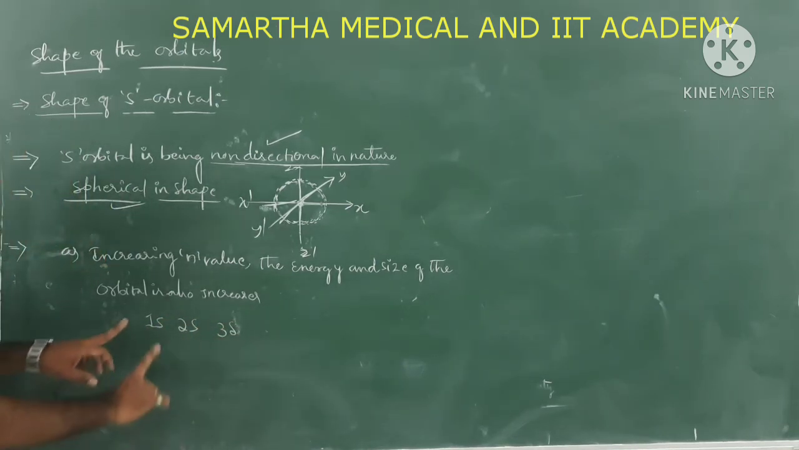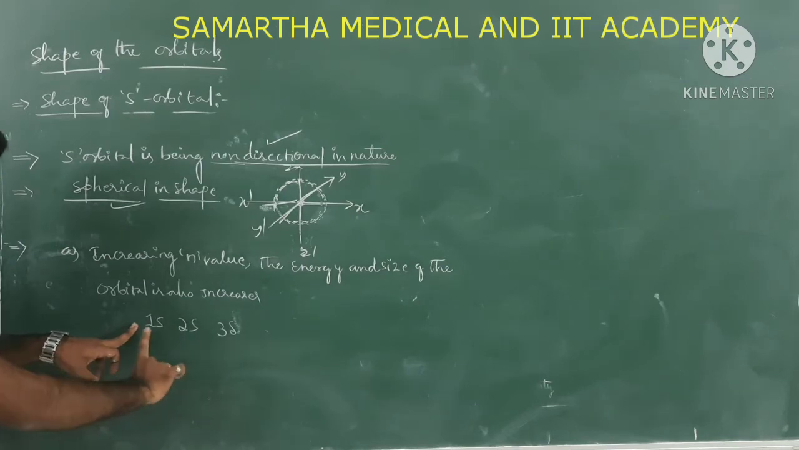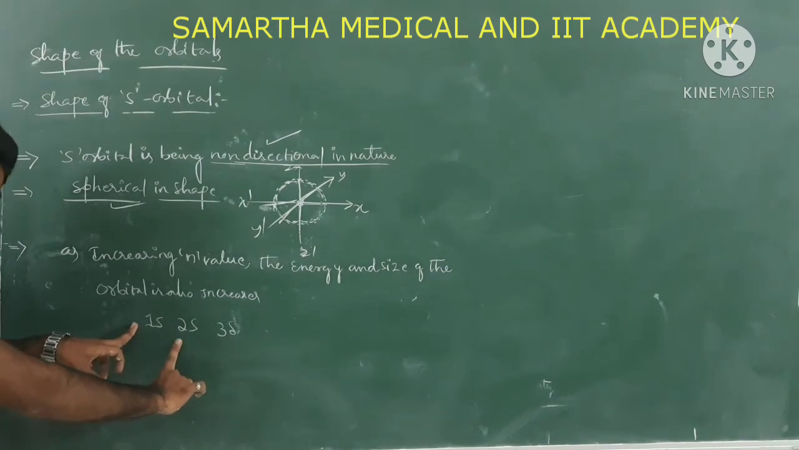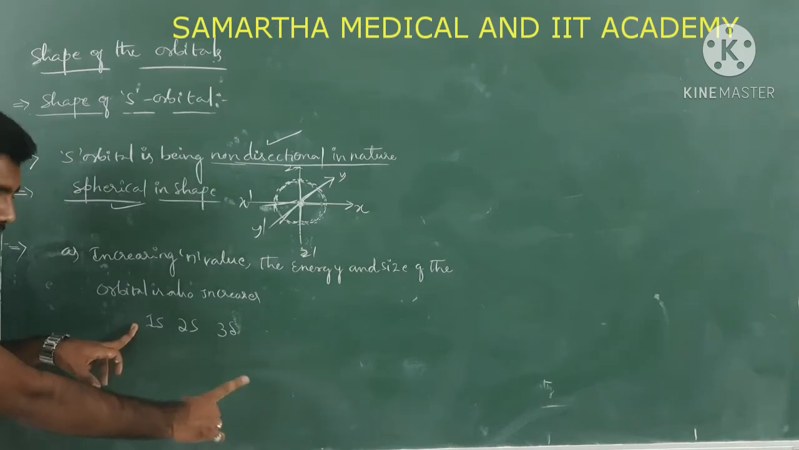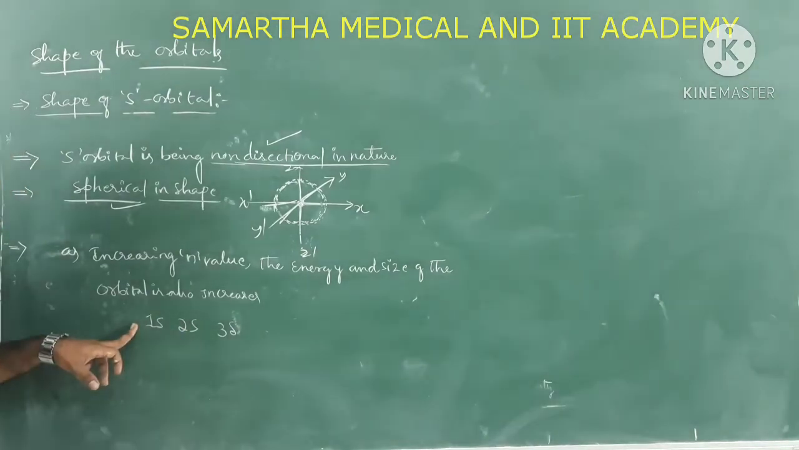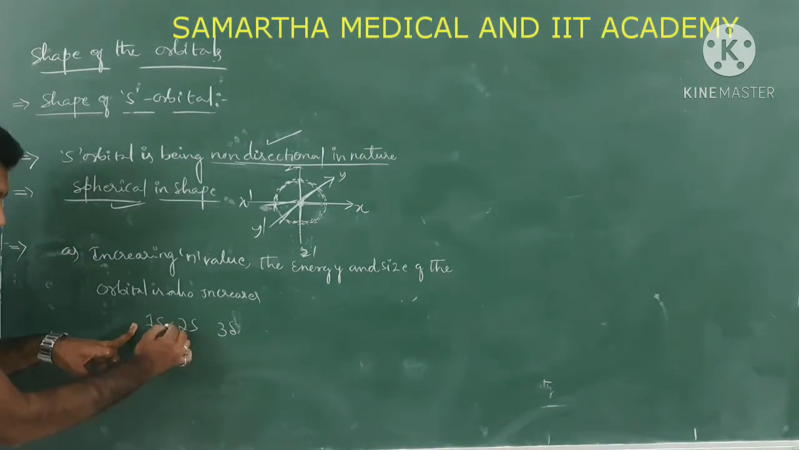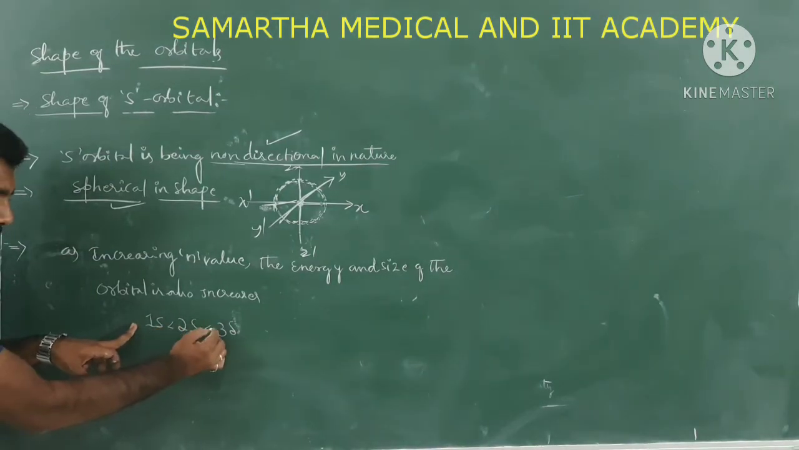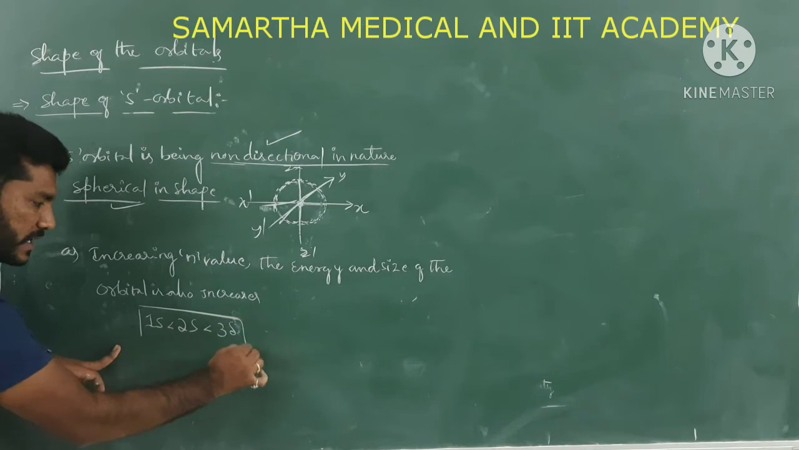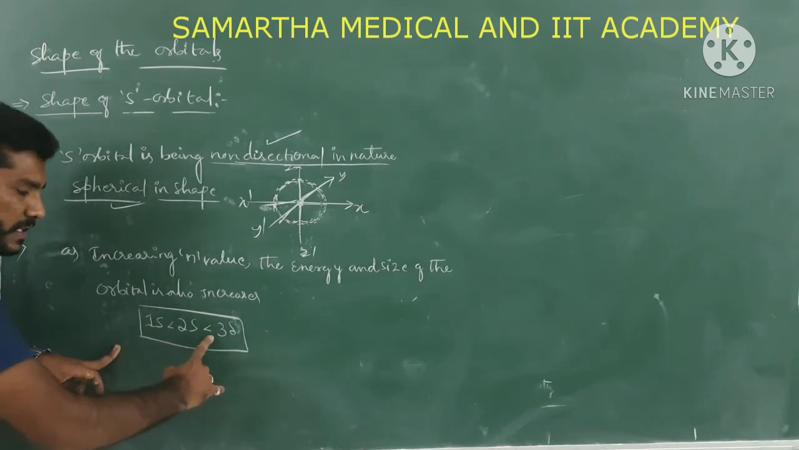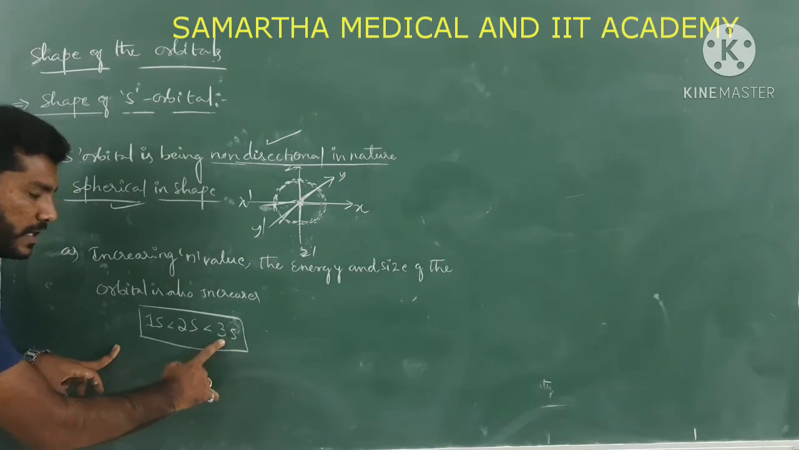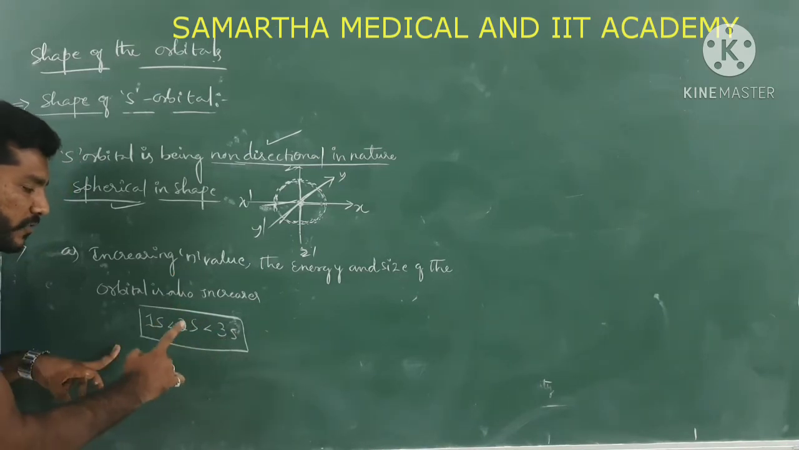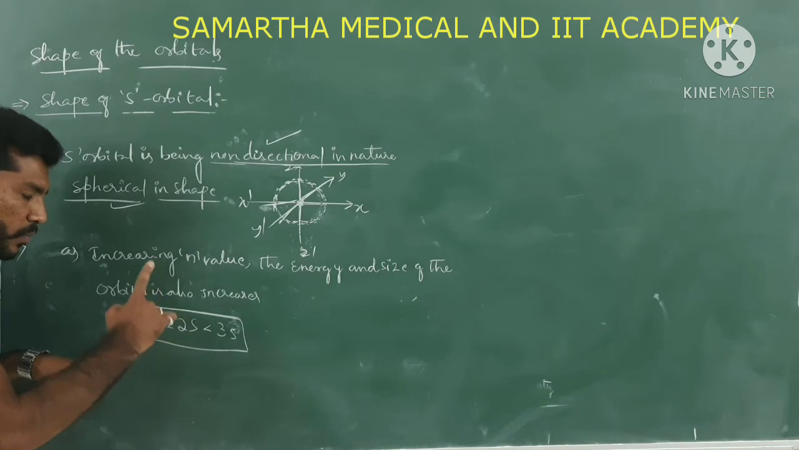So here I am going to increase the n value. Compared to 1, 2 is bigger, compared to 2, 3 is bigger. As the n value increases, their energy and size also increase, isn't it? So that's why the order would be like that, guys: 1s is less than 2s, 2s is less than 3s, which means the 3s orbital has more energy and size than 2s, and the 2s orbital has more energy and size than 1s.